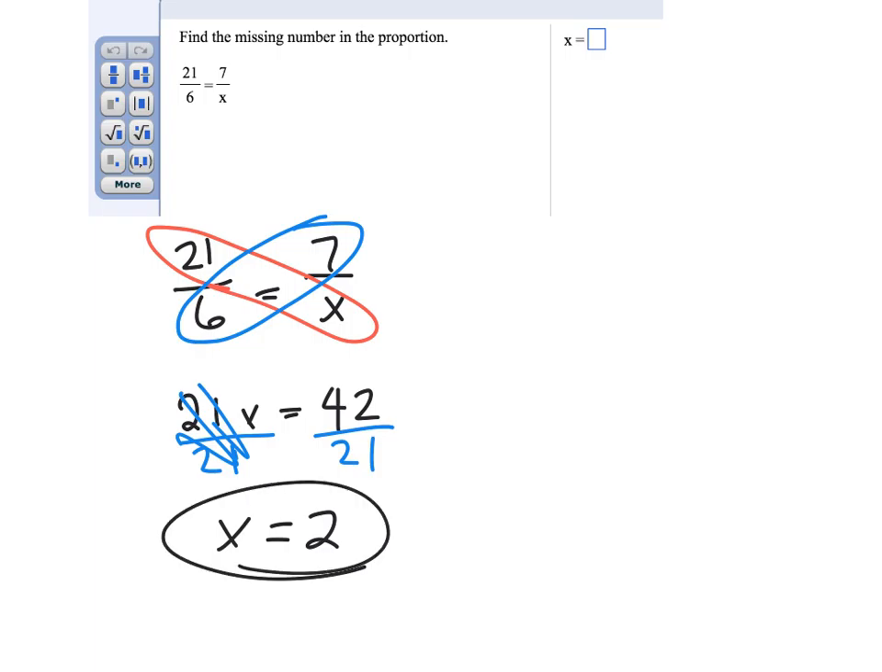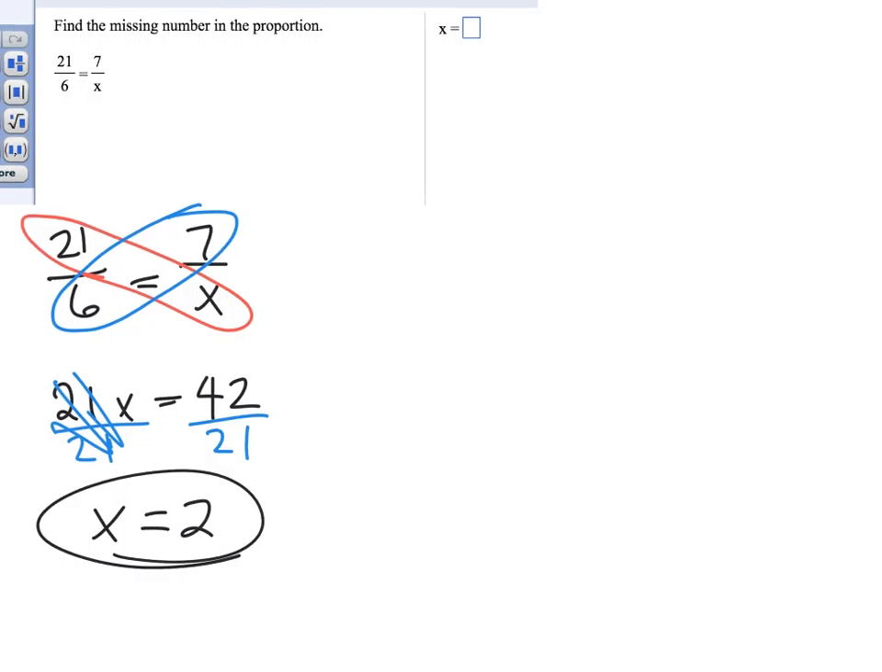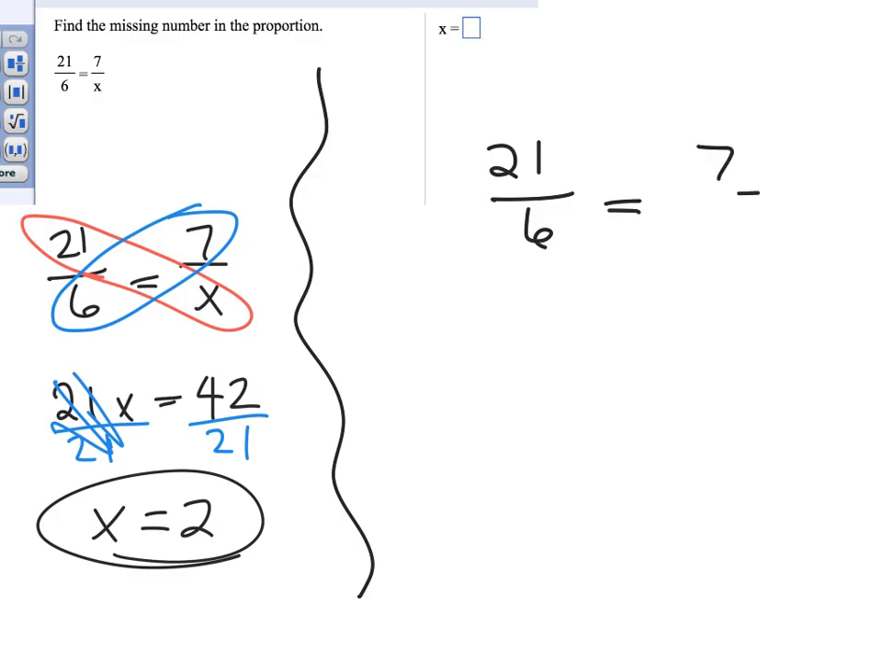All right, so that's one way. Oopsies, that's one way. But the other way we could have done it is 21 over 6 is equal to 7 over x. Another way to think about it is, let's see, 21 divided.